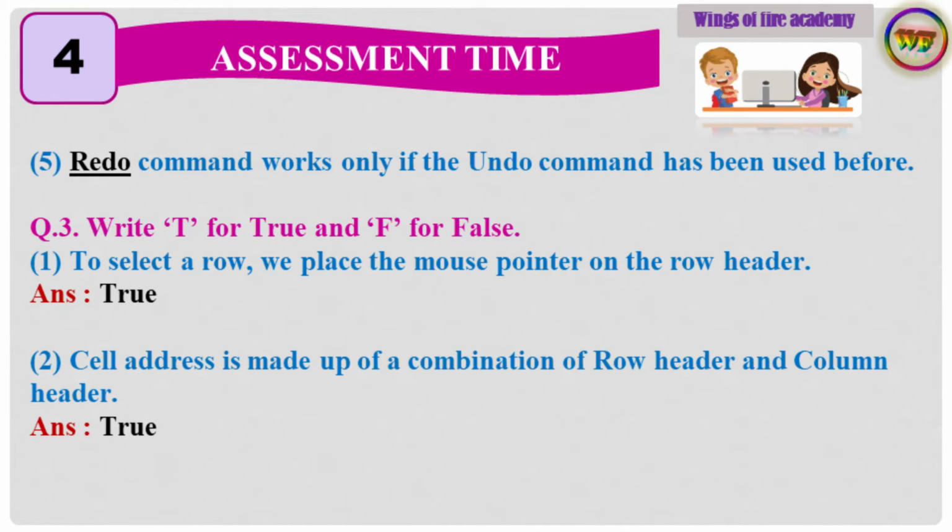Question 3. Write T for true and F for false. 1. To select a row, we place the mouse pointer on the row header. Answer. True. 2. Cell address is made up of a combination of row header and column header. Answer. True.